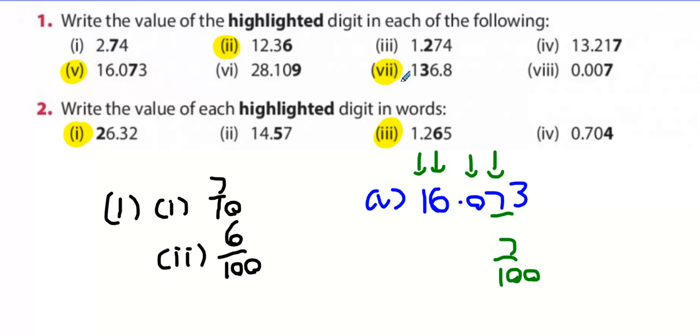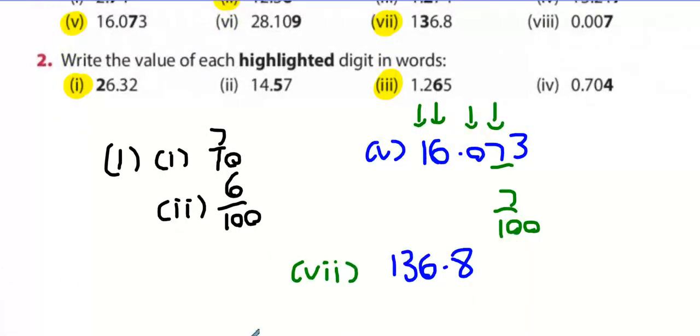Okay. Now, the answer to part 7. Are we looking at part 7? All right. It's 136.8. What do you think the 3 stands for in this question? The 3 stands for? So that's what we write down. 30 is our answer. We getting this now?